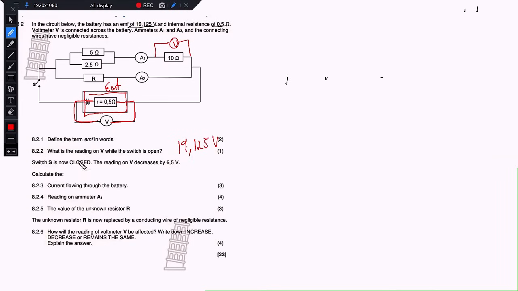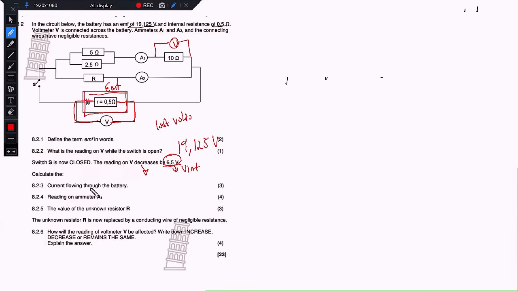Then switch S is now closed. The reading on V decreases by 6.5 volts. Now, whenever they tell you about the voltmeter decreasing, that 6.5 volts automatically, we know that is the internal voltage, right? The minute we close the switch, some of the voltage has to be lost. So they call it the lost volt. It is lost so as to heat up the battery. This is happening because of the internal resistance in the battery.